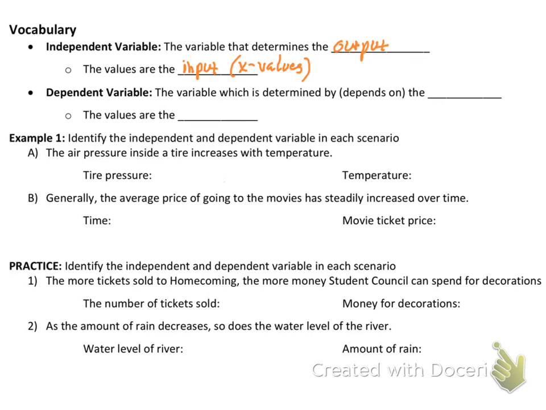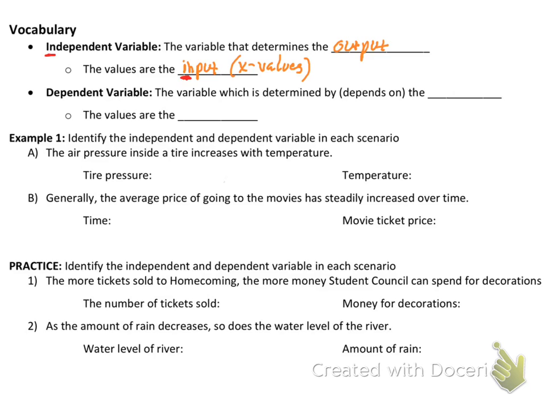All right, and the way to remember that is that you see that you have input, independent. All right, so the independent variable is what's by itself, and you just plug it into your function or plug it into your graph, and then that's going to determine what you get out for your output.